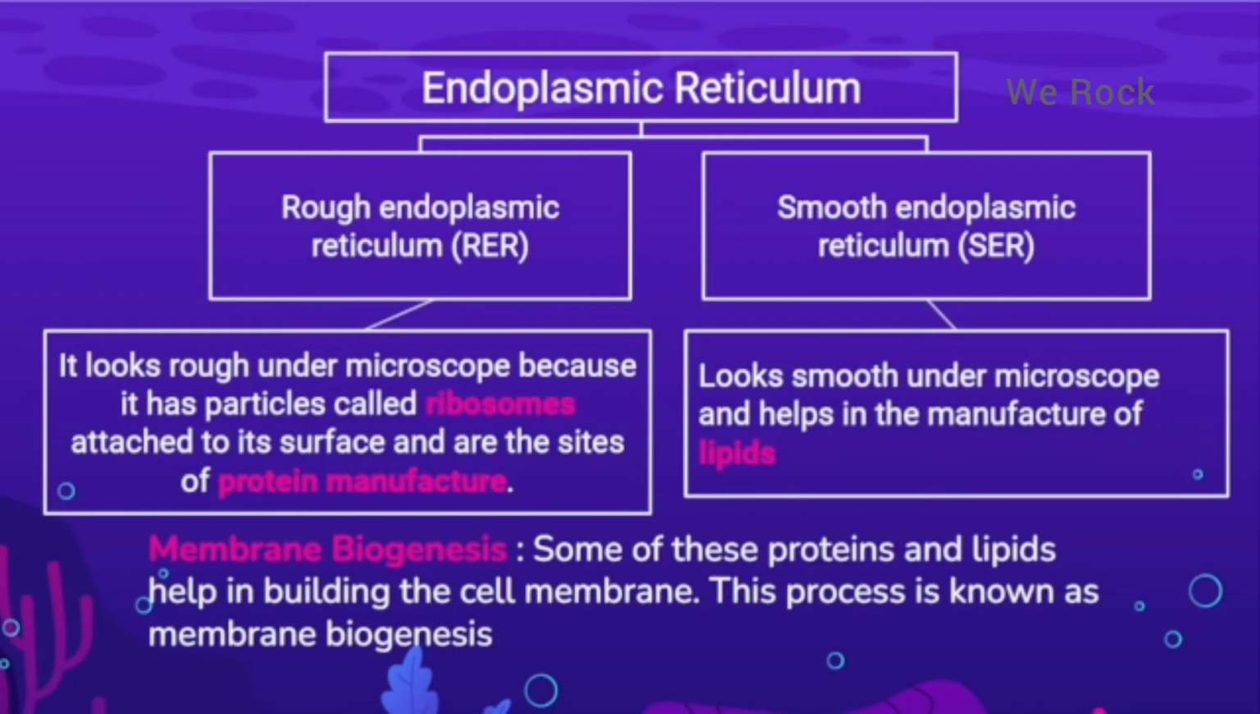Endoplasmic reticulum. There are two types of endoplasmic reticulum: rough endoplasmic reticulum and smooth endoplasmic reticulum. Rough endoplasmic reticulum looks rough under the microscope because it has particles called ribosomes attached to its surface, and these are the sites of protein manufacture. Smooth endoplasmic reticulum looks smooth under the microscope and helps in the manufacturing of lipids.